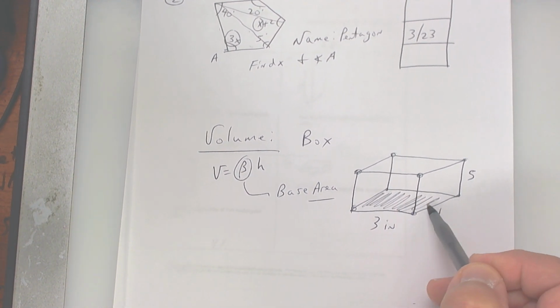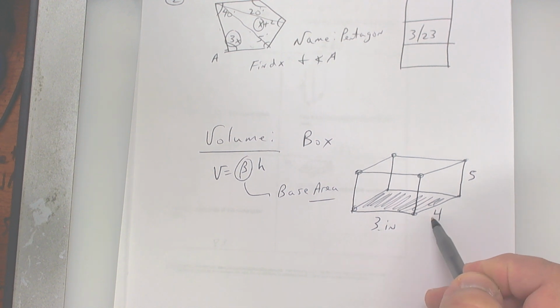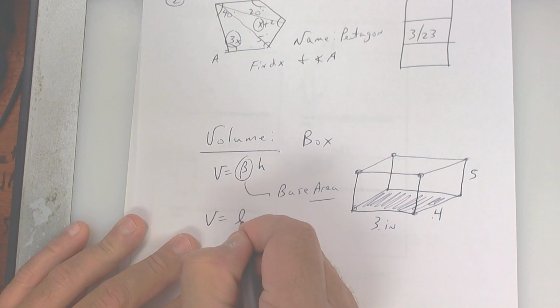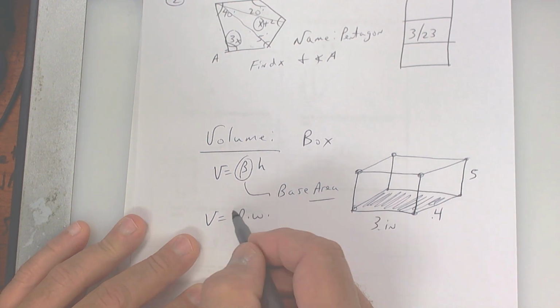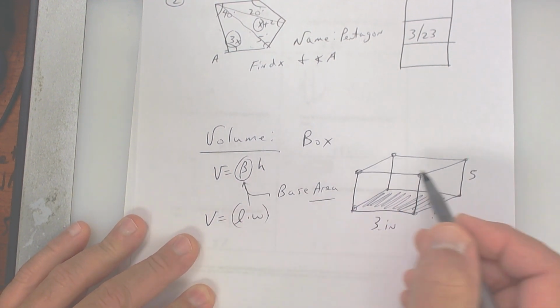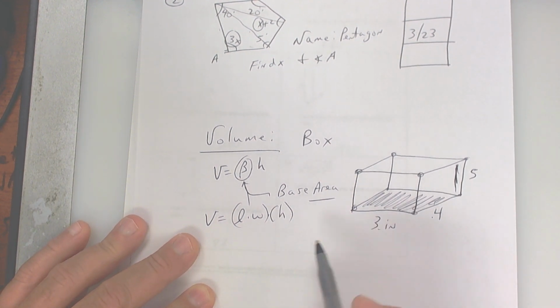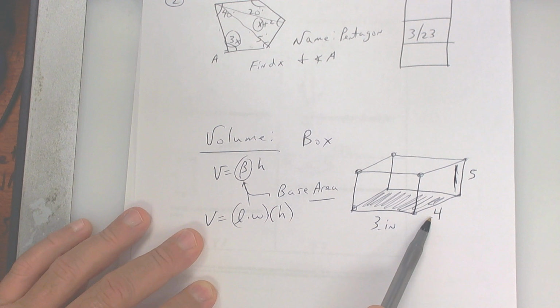And the bottom here is a rectangle. So it's length times width. So you're going to take volume is equal to length times width. That's your base. Times your height. How far are you going to push it? Okay? So it's real simple. Length times width times height.